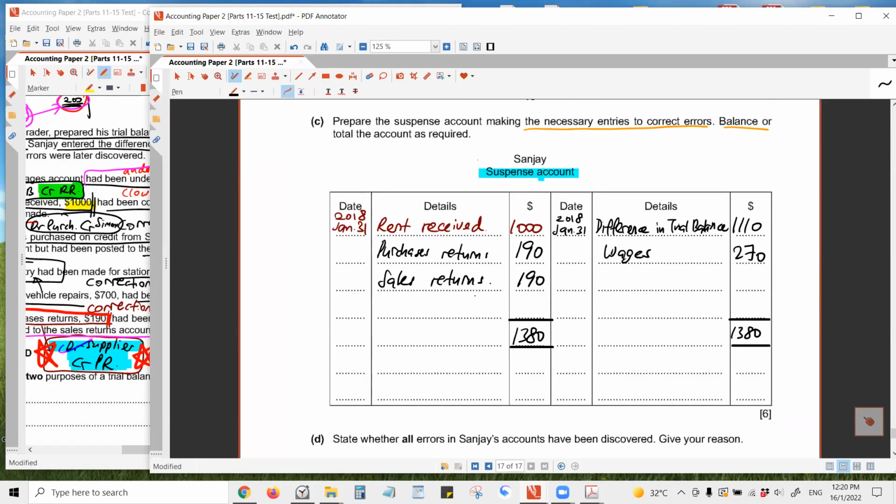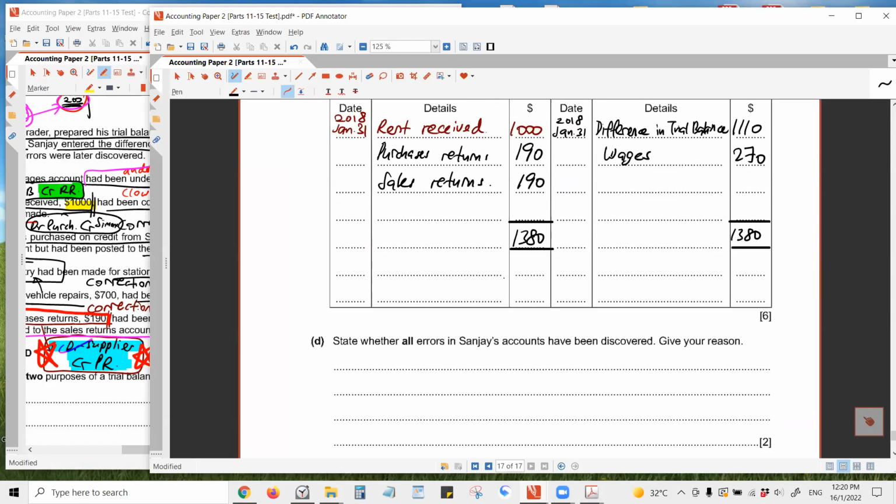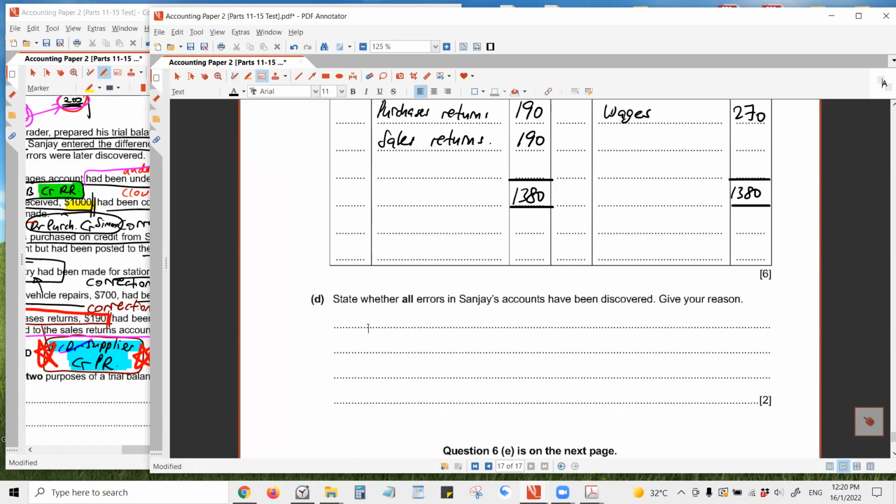So the part C finish, okay? That's how you complete the suspense account. Now we look at this. State whether all errors have been discovered.